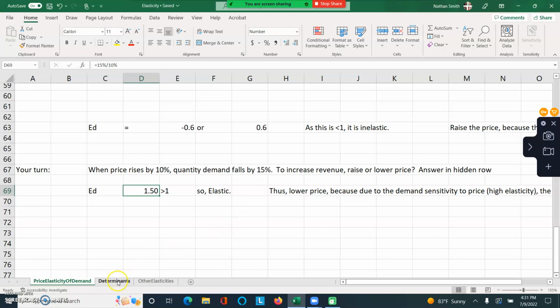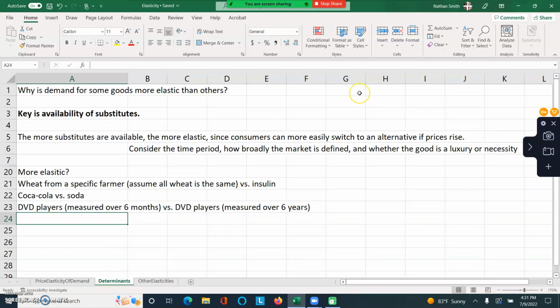All right, the last thing I'm going to cover for our little mini video here is just conceptually, why are some goods more elastic than others? The key determinant of elasticity is the availability of substitutes. Okay, we learned about substitutes last chapter. The more substitutable products are available, the more elastic the demand is going to be, because then if your price rises, consumers can more easily switch to an alternative.